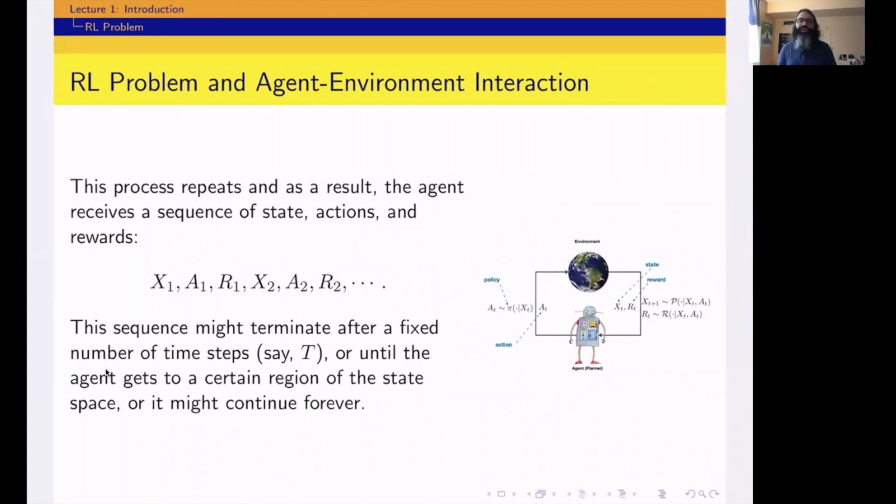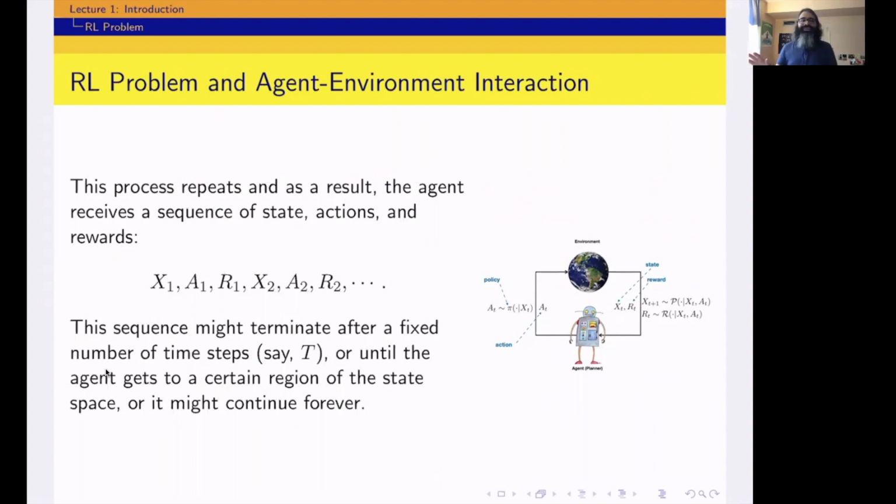Okay, so here I described one cycle of the agent's interaction process, but this process continues and the agent receives a sequence of states, actions, and rewards: X1, A1, R1, X2, A2, R2. This sequence might terminate after a fixed number of time steps, like T equal to 10 or 100, or until the agent gets to a certain region of the state space. For example, a robot goes and picks up an object and successfully puts it in the desired location, and that's the end of it. Or it might continue forever. For example, if you have an agent that is supposed to live forever, or at least in theory, that sequence continues for a very, very long time.